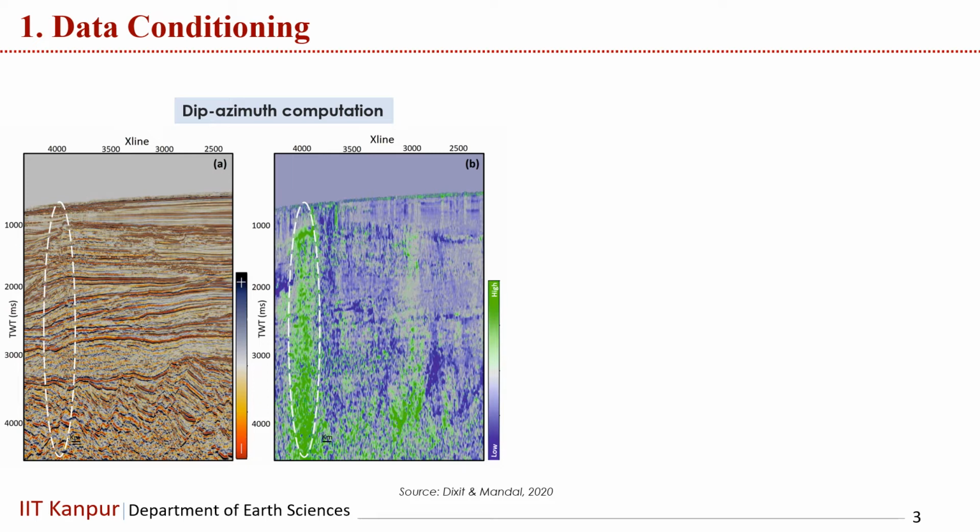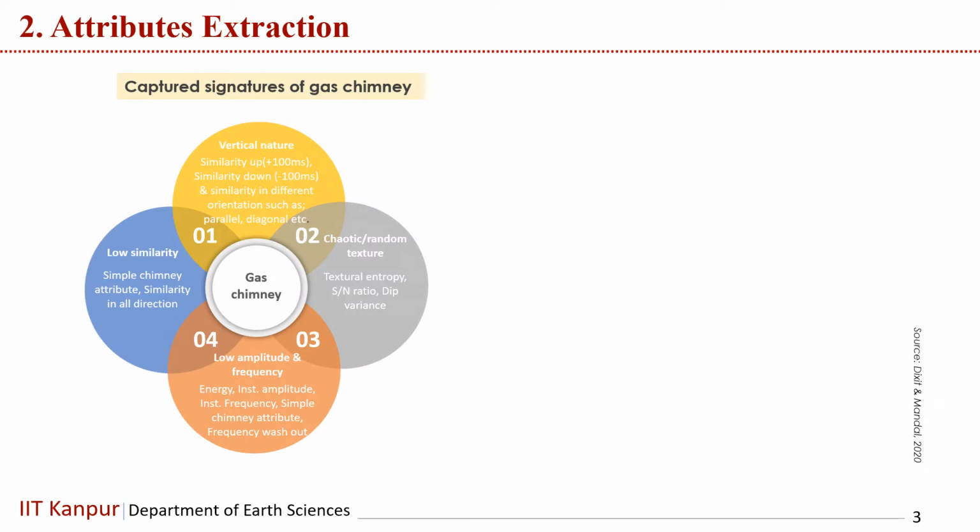So after getting the noise-free data, or after removing the random noise, we move to the second segment, which is the attribute extraction. And as I mentioned earlier, during attribute extraction we try to capture the major signatures of gas chimneys. That includes vertical nature, chaotic or random texture, low amplitude and frequency, and finally low similarity.